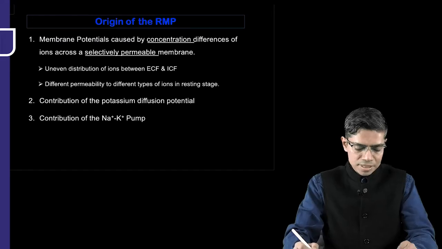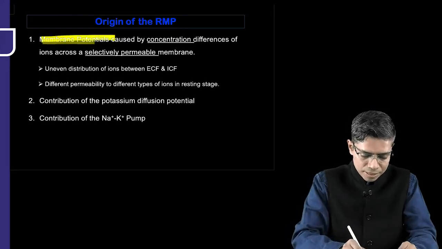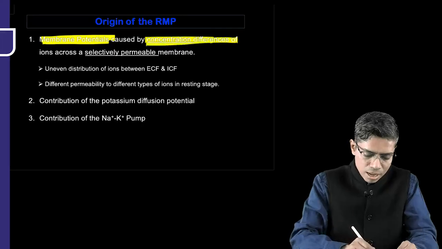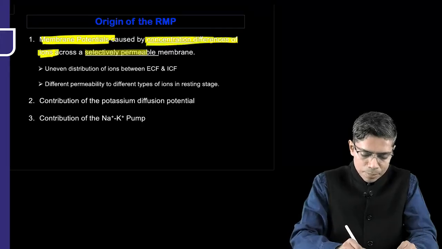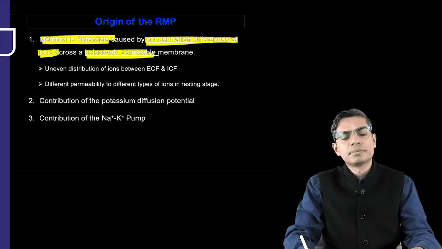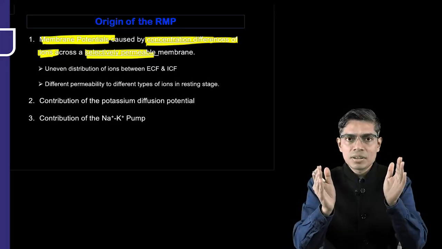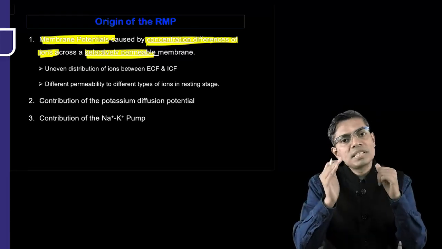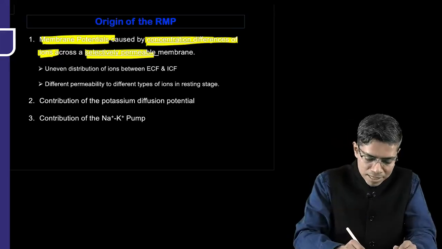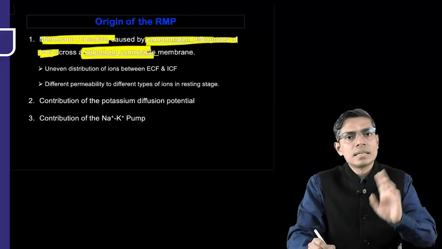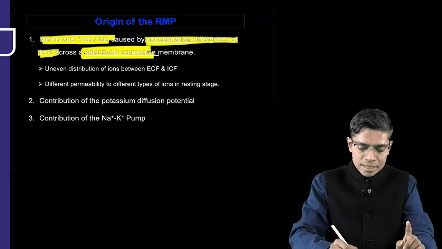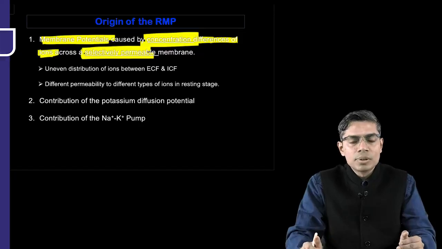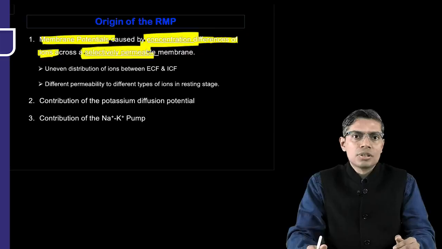Look at the first sentence, what is written here. Resting membrane potential is caused by concentration difference of ions across a selectively permeable membrane. Very important words. So a concentration difference of ions should be present on both sides of the membrane, as well as the membrane should be selectively permeable. Means if the membrane is equally permeable for all ions, then RMP is not going to be generated. Similarly, if there is no concentration difference between inside and outside of the cell, then also resting membrane potential is not going to be generated.